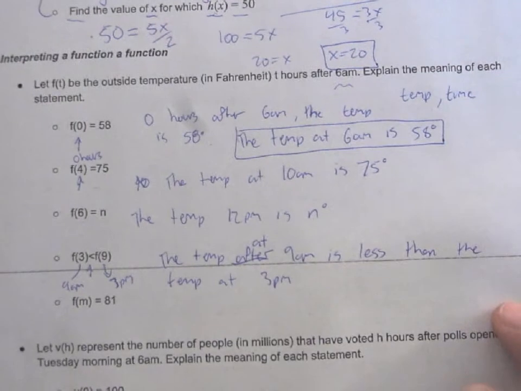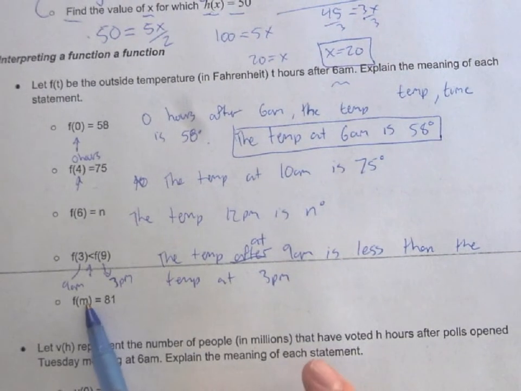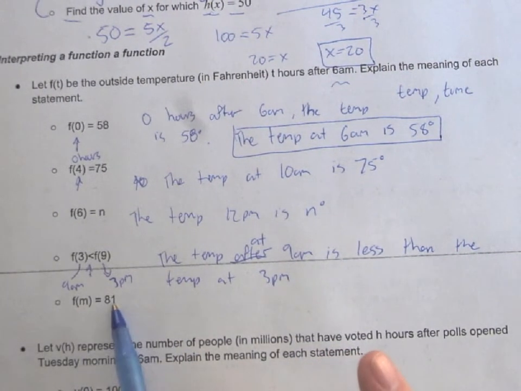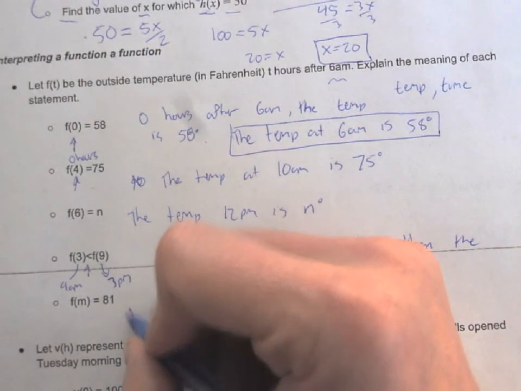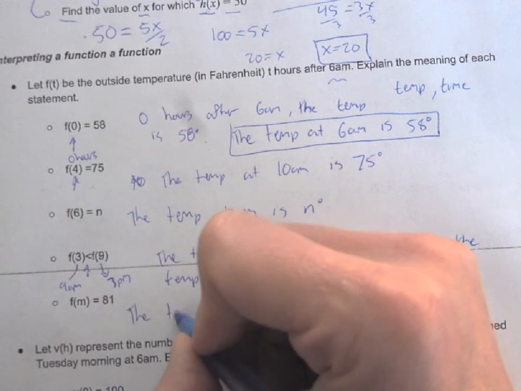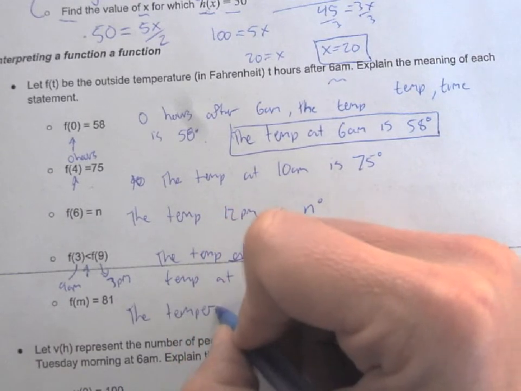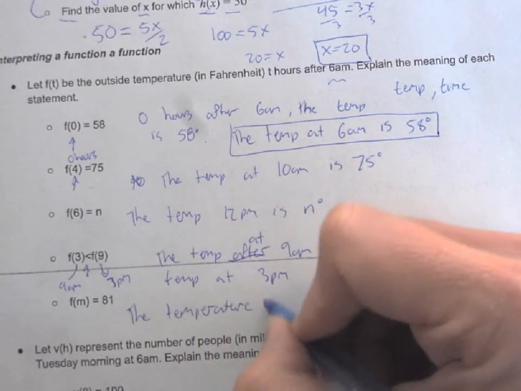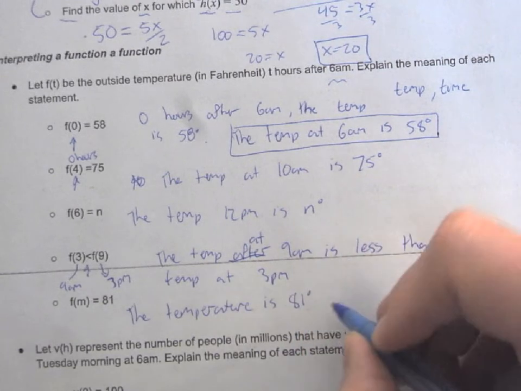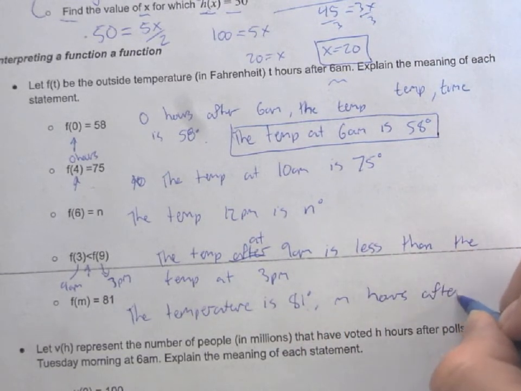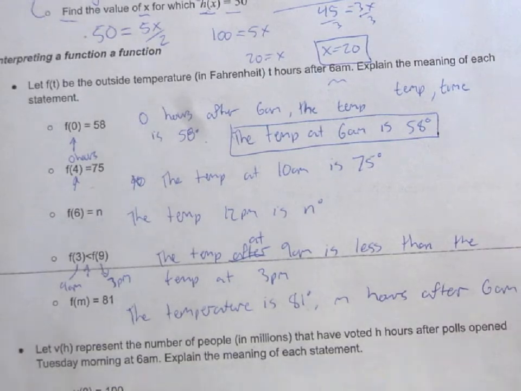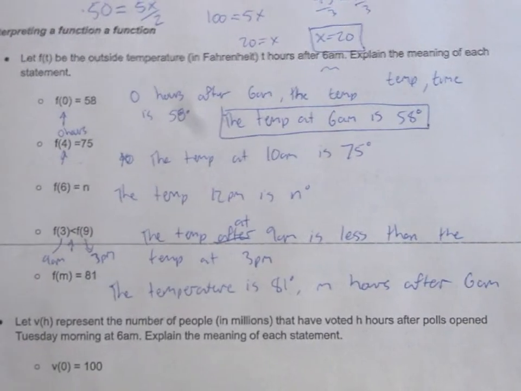Okay, this last one we don't have a time given, so this would be the temperature m hours after 6 a.m. is 81 degrees. I can't really add m to 6, so this would just be the temperature is 81 degrees m hours after 6 a.m. I don't know what that time is, so I'm just going to leave it.